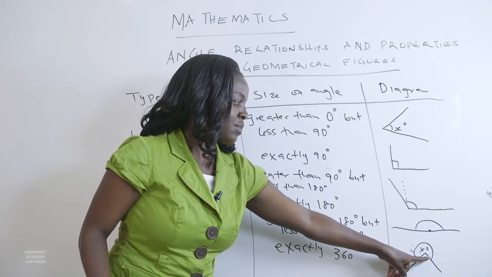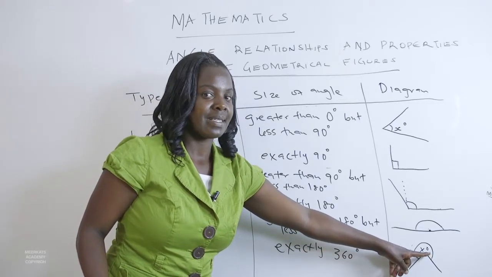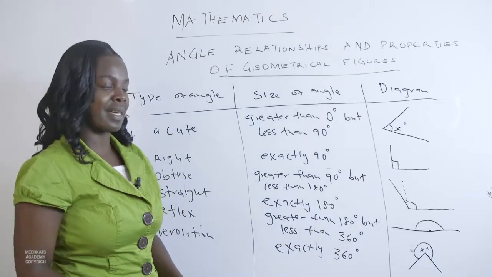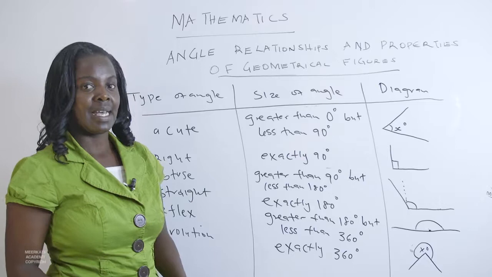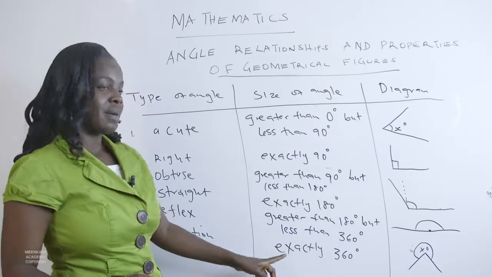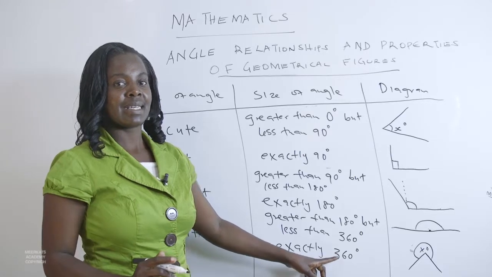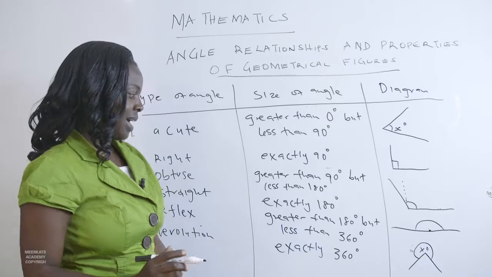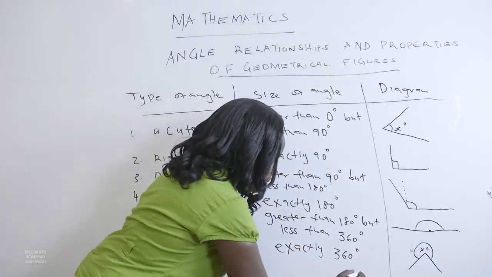You can see that it is more than 180, but it is definitely not 360 degrees. Then we have a revolution. A revolution measures exactly 360 degrees.